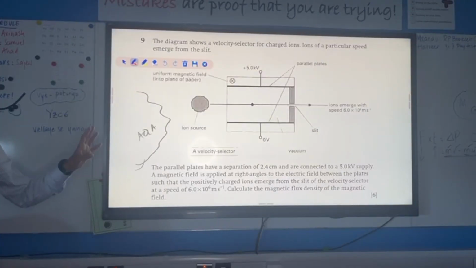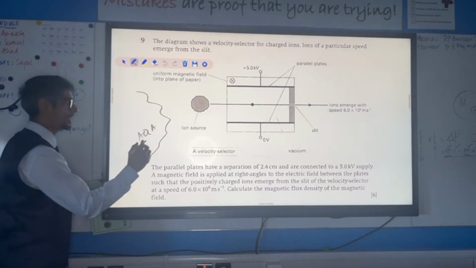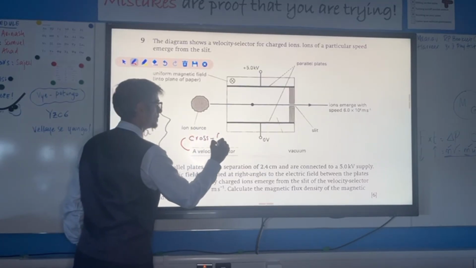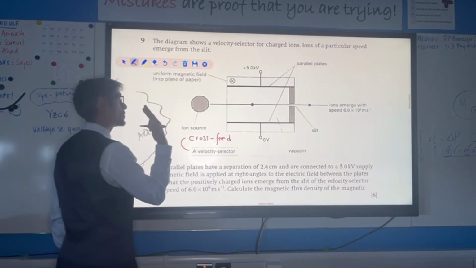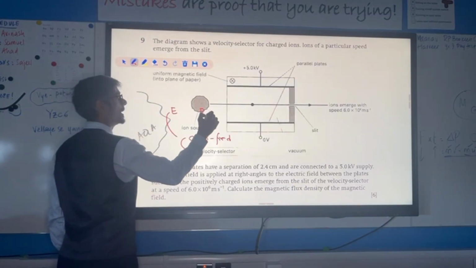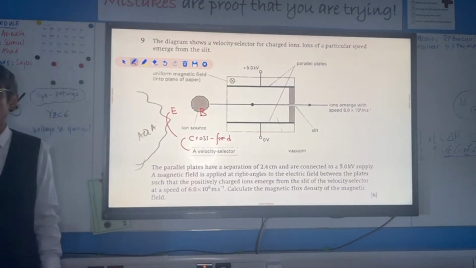We're going to go over the velocity selector. I did that with you when we did the mass spectrometer. A velocity selector uses what we call a cross field, which means it has two fields. It has an electric field and then it has a magnetic field. So there are two fields.